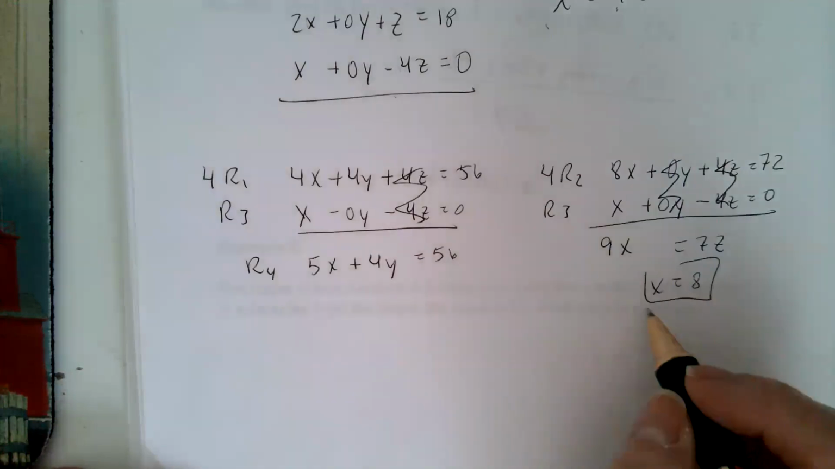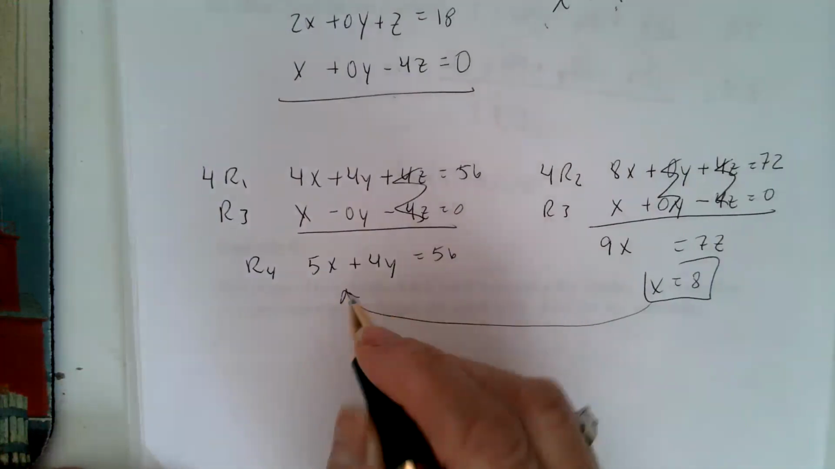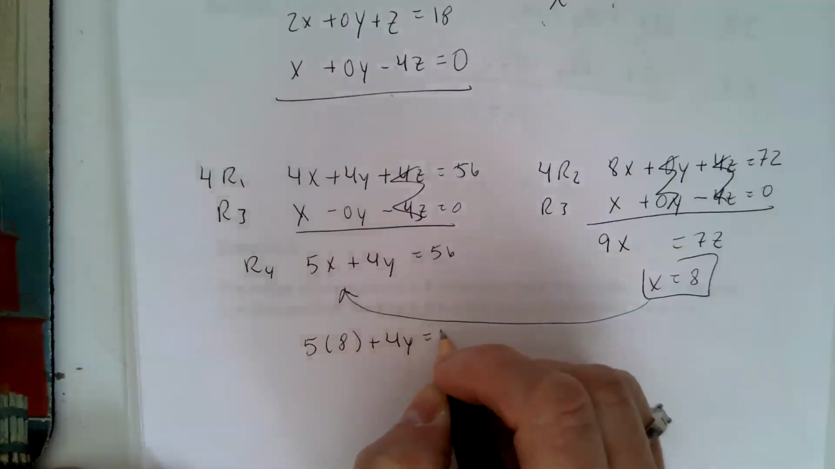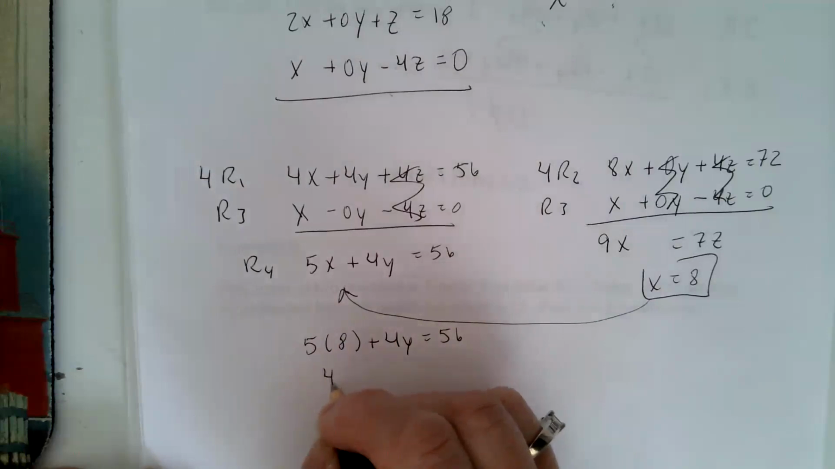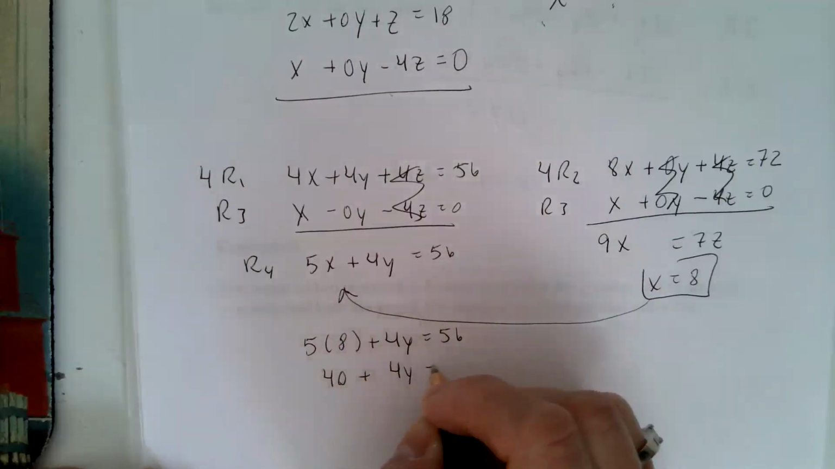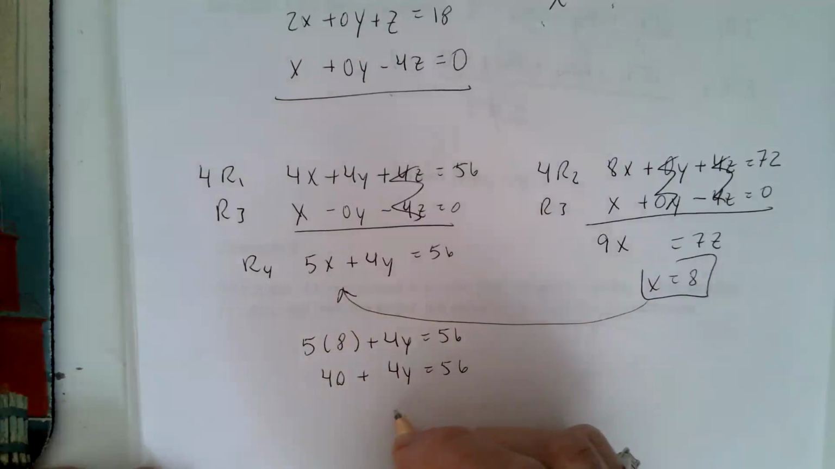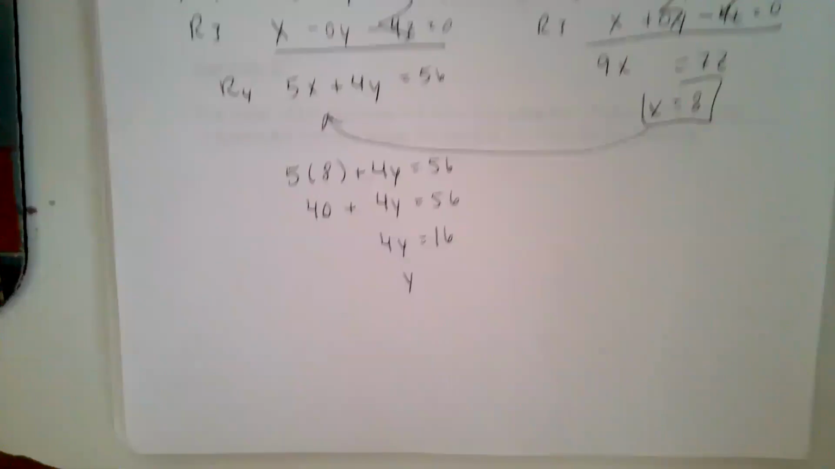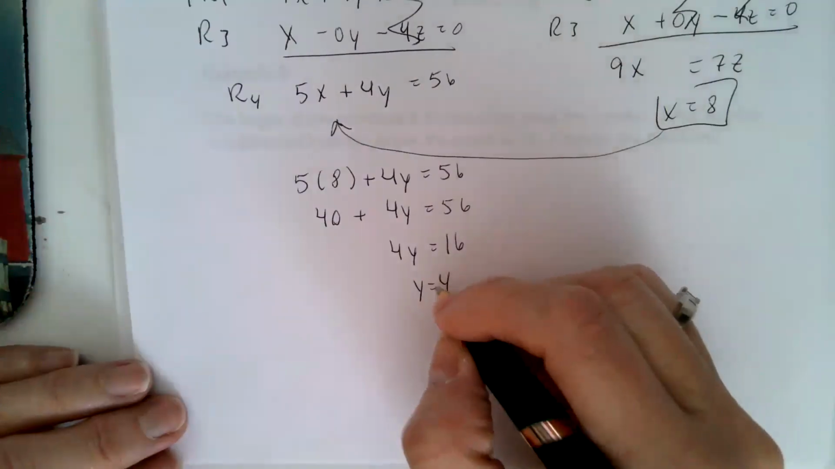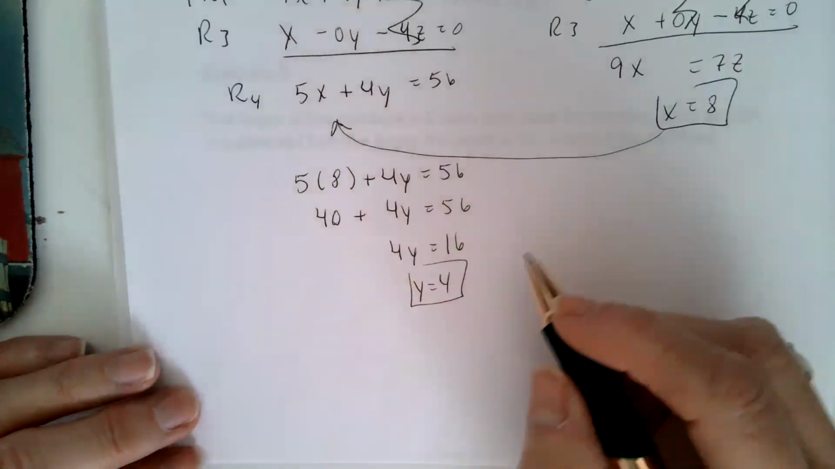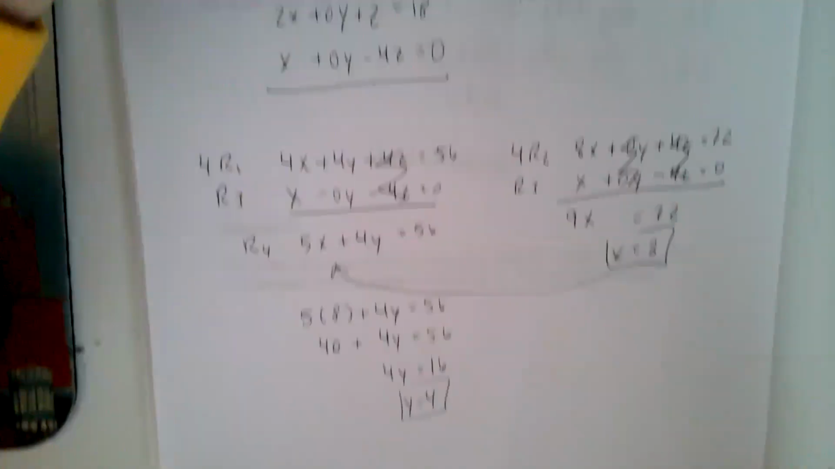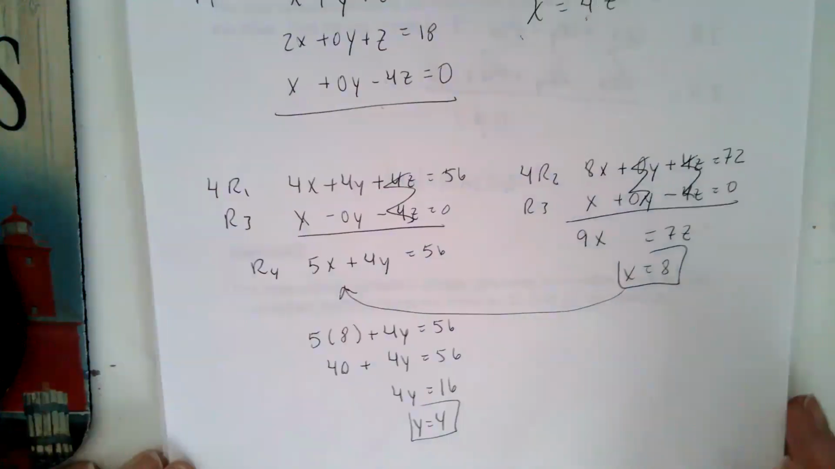And then I can put x equals 8 into row 4. So 5 times 8 plus 4y equals 56. So 40 plus 4y equals 56. If I subtract 40, I get 4y equals 16, and divide by 4, I get y equals 4. So now I know y and x. I just need to know z.